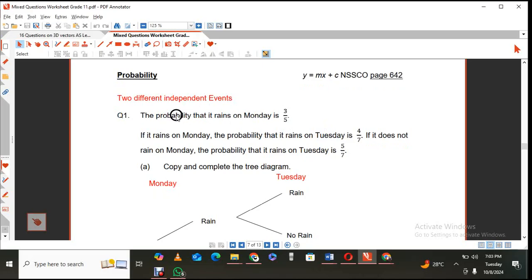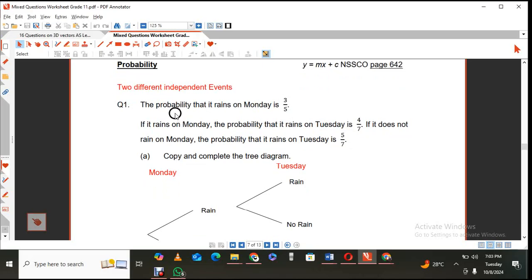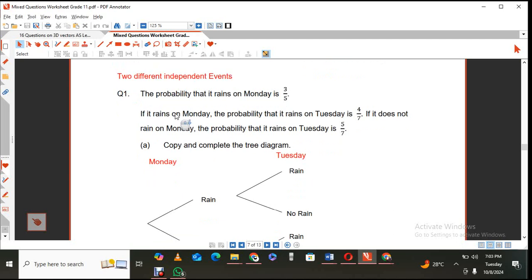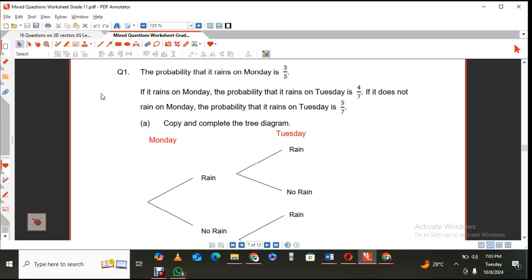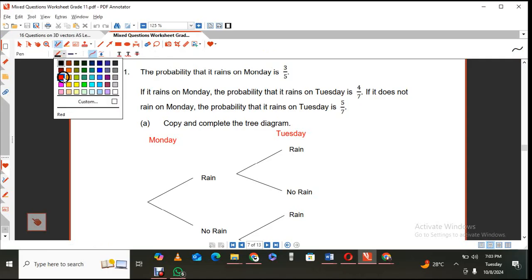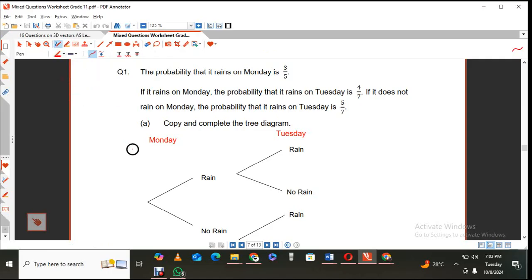So the very first question says that the probability that it rains on Monday is 3 over 5. So I have the 3 over here. Let me go ahead and also add the information. So the probability that it rains on a Monday will be 3 over 5.